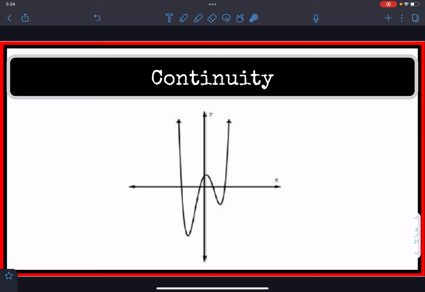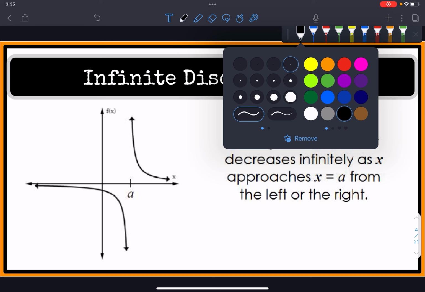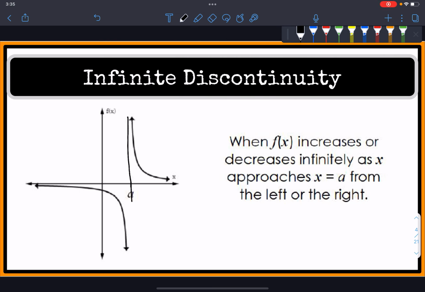Now there are three types of discontinuous functions, or discontinuities. The first type of discontinuity that we're going to discuss is infinite discontinuity. This happens when a function increases or decreases infinitely as x approaches the value x equals a from the left or to the right. So as you see right here, we have essentially a vertical asymptote. You can see that we have a vertical asymptote right here.